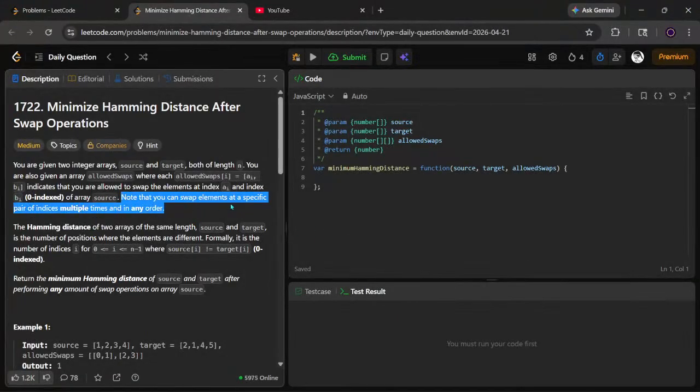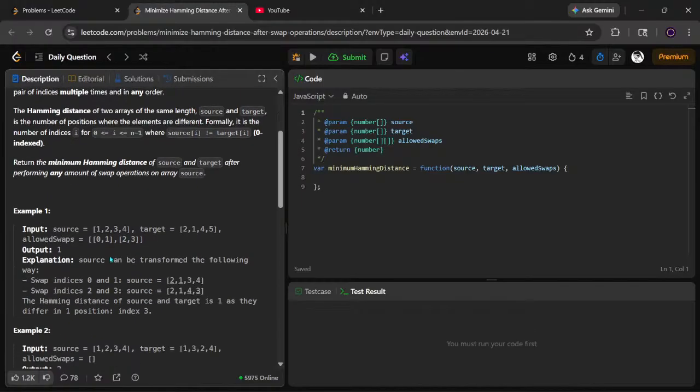So, note that you can only swap the elements at a specific pair of indices multiple times in any order. Hamming distance of two arrays of the same length, source and target, is the number of positions where the elements are different. Formally, it is the number of indices i, from 0 to n minus 1, the last index, where source of i is not equal to target of i. Whenever source of i is not equal to target of i, only then can I do this thing. Let me see.